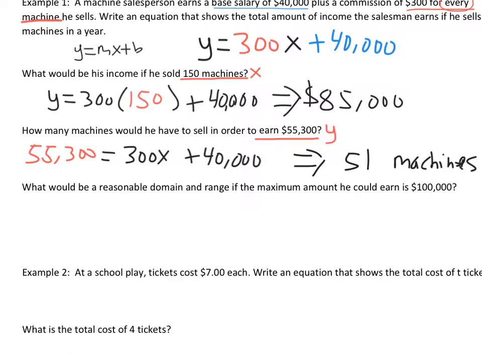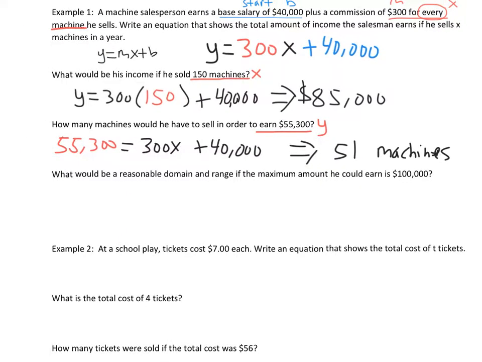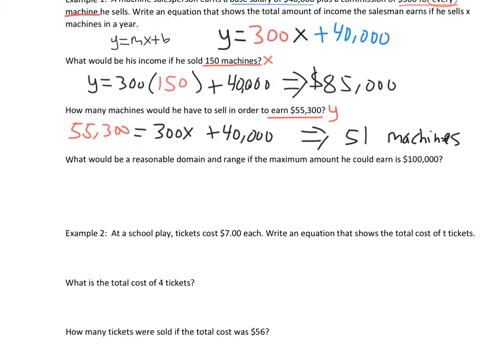Okay? But I want you guys to try to solve that by hand and then see if you arrive at 51. Okay? All right, and then what would be a reasonable domain or range if the maximum amount he could earn is 100,000? Okay, so here we go. This is going to take up a little bit of room.